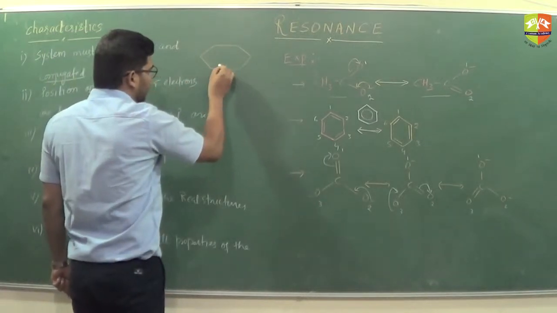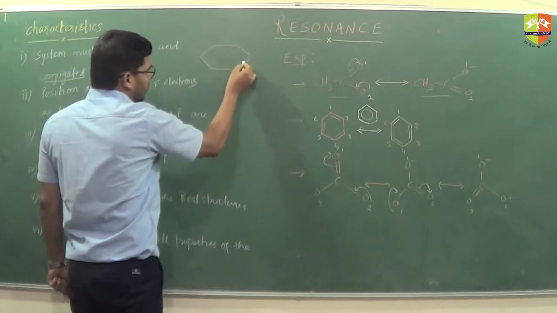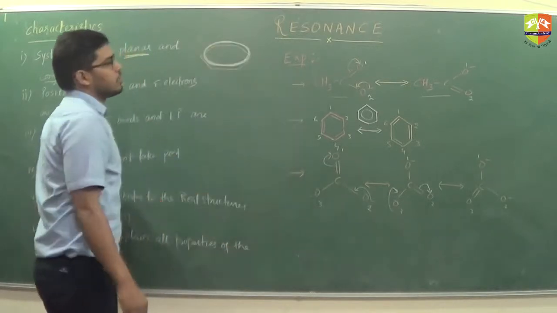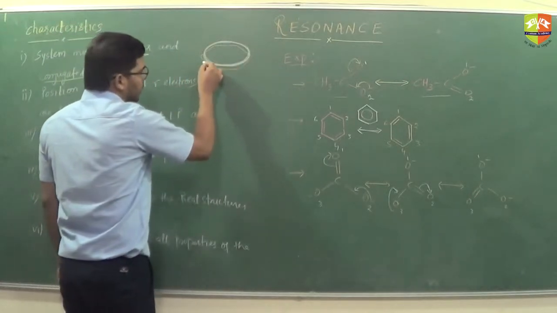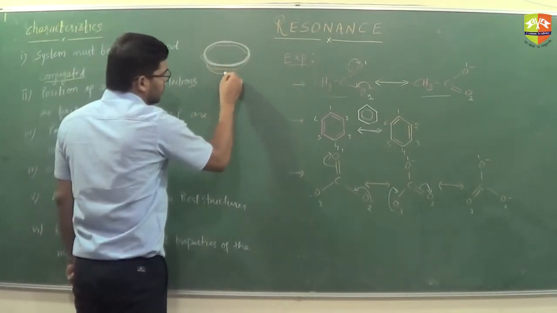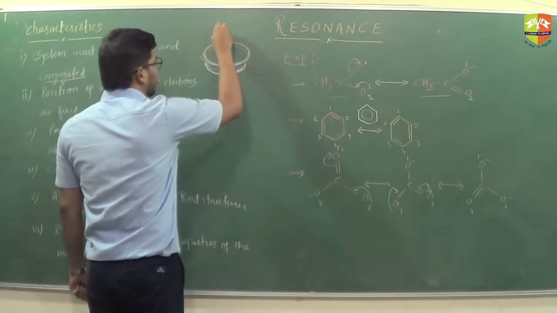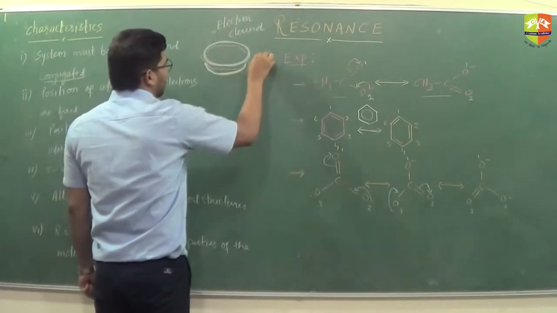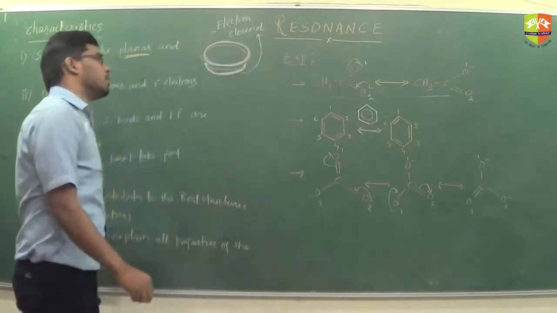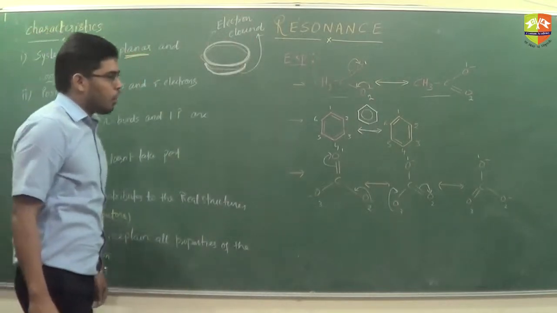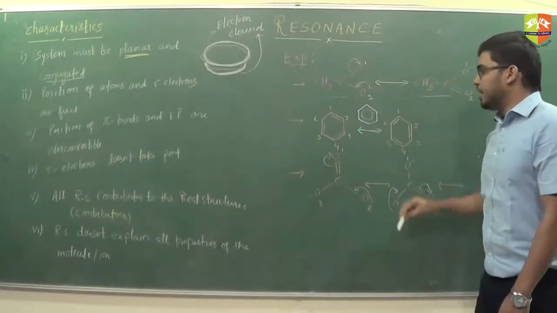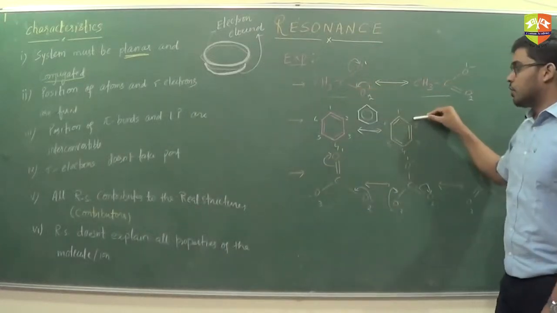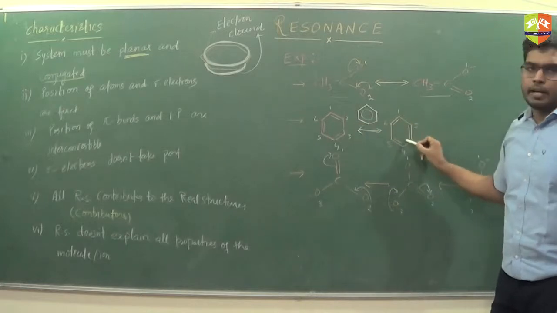If I draw the ring here, it is a three-dimensional structure. You have to analyze this. We have an electron cloud over this ring and we have an electron cloud here also. All these things are the electron cloud. So the point is, if I talk about the bond between the first and second carbon, here it is a double bond and here it is a single bond. So which one of these structures will you take?